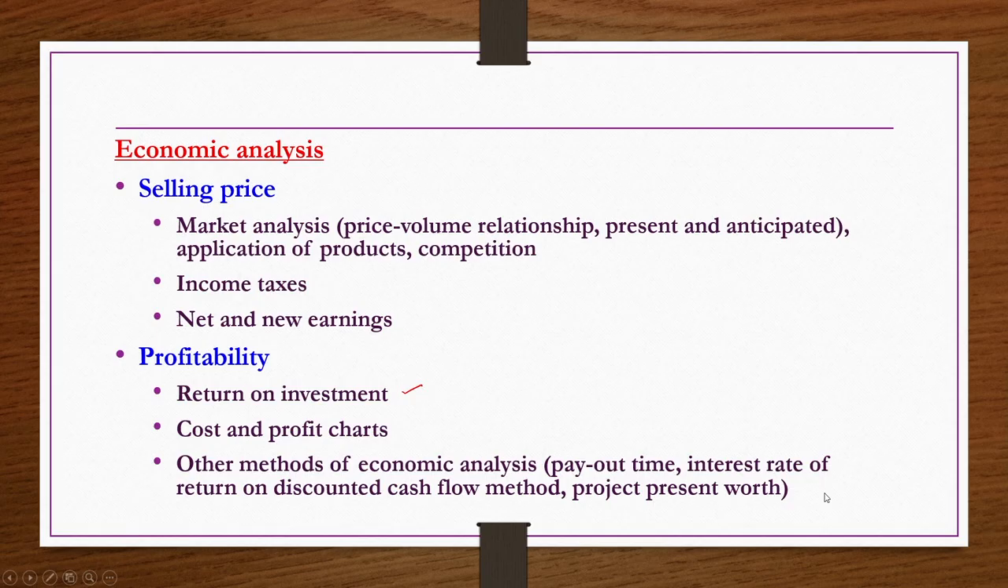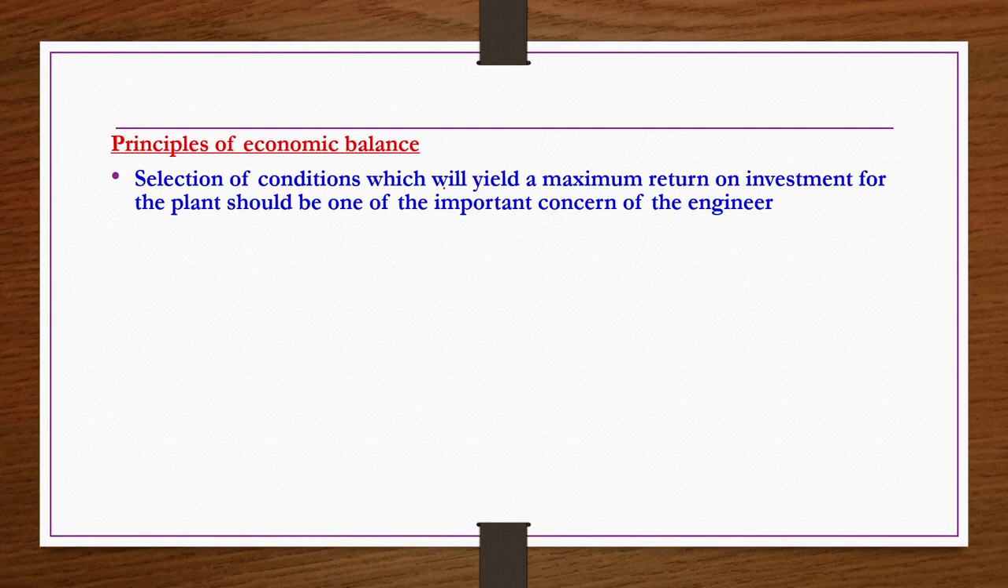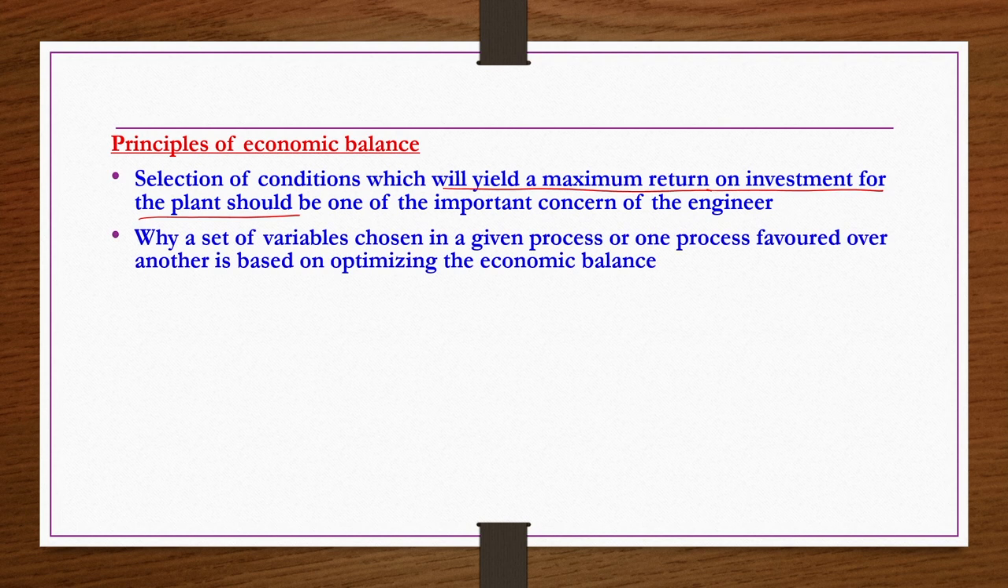So all these things, as I mentioned, are different subjects, so we cannot go into detail about all of them. Finally, the principles of economic balance: selection of conditions which will yield a maximum return on investment for the plant should be one of the important concerns of the engineer. Accordingly, one has to select. Why a set of variables is chosen in a given process, or one process is favored over another, is based on optimizing the economic balance. We'll see one example also.